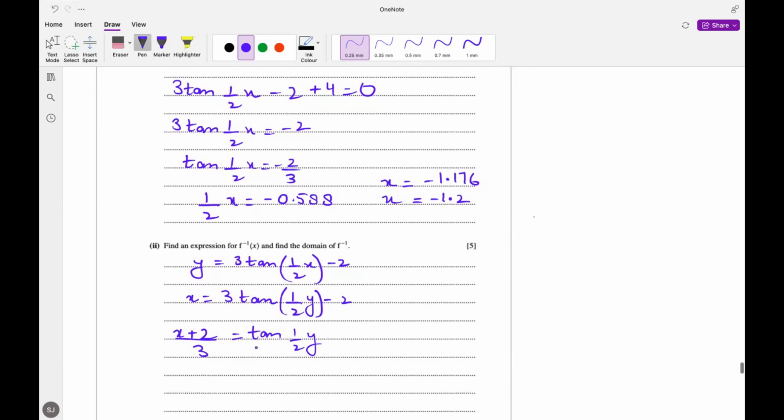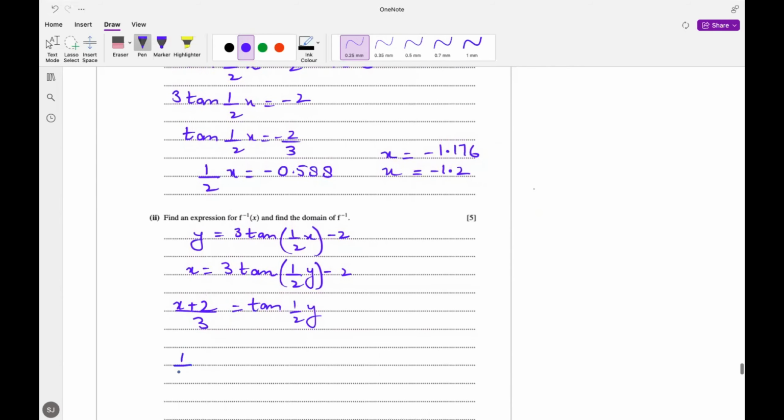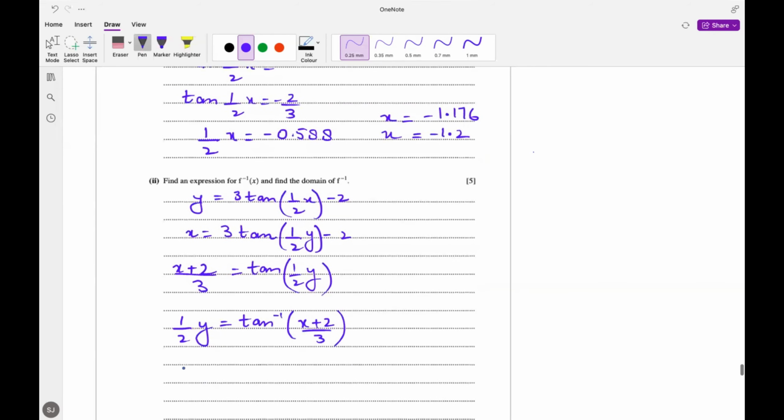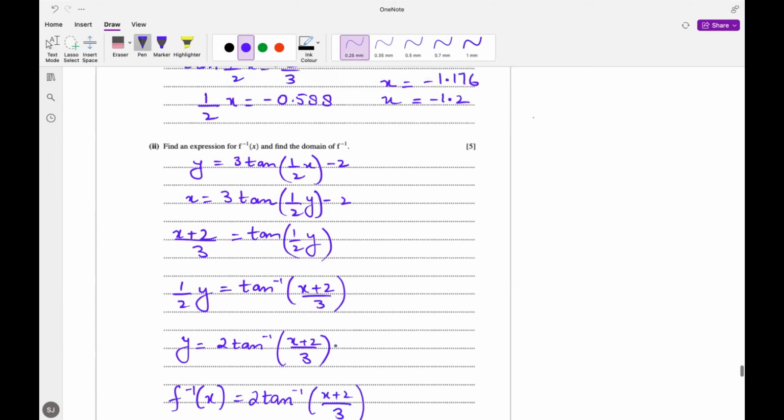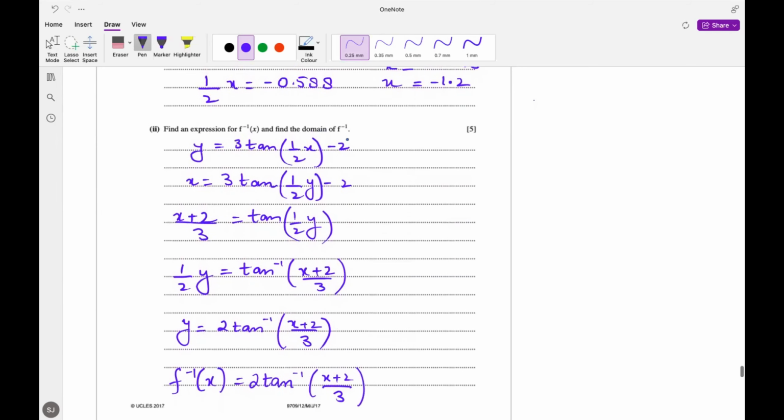To make y the subject, we'll take tan inverse. So half y, 1 upon 2y, is equal to tan inverse of negative x plus 2 upon 3. And finally, y will be written as 2 tan inverse of (x plus 2) upon 3. We can write this as f inverse of x equals 2 tan inverse of (x plus 2) upon 3. Now we also have to find the domain of f inverse.